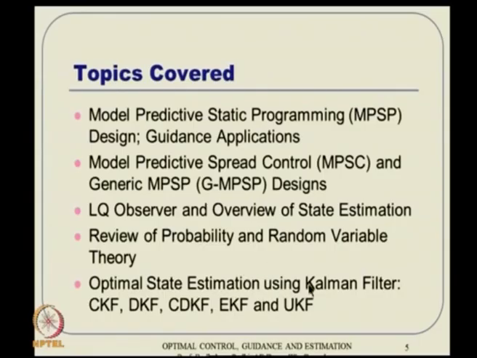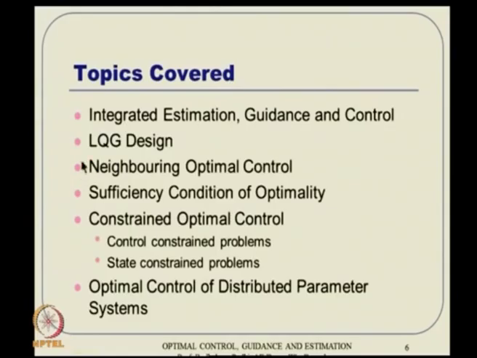And before we wind up, we also discussed the unscented Kalman filter, and then had a glimpse of how to implement it. Then we also discussed integrated estimation, guidance and control, followed by the so-called linear quadratic Gaussian design, where you design the control from LQR, whereas the states come from the Kalman filter. And then we also talked a little bit on neighboring optimal control and sufficiency conditions of optimality, and then we had about 3 lectures on constrained optimal control, where we discussed control constraint problems as well as state constraint problems.